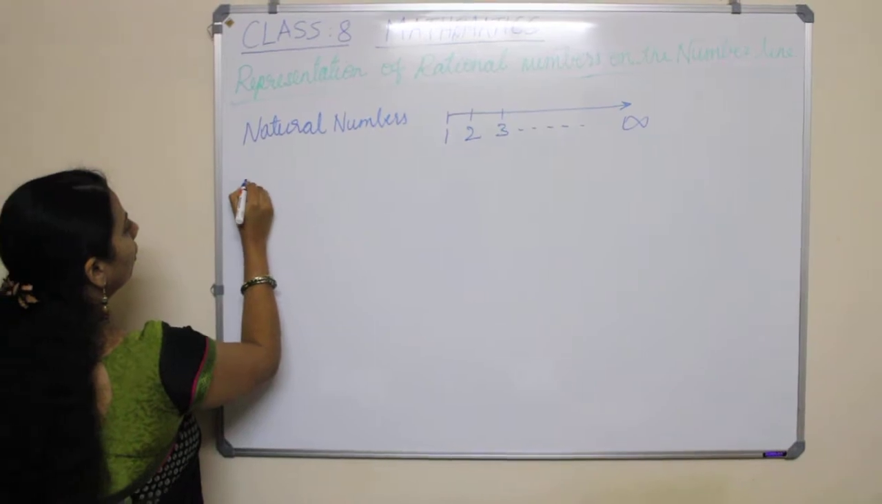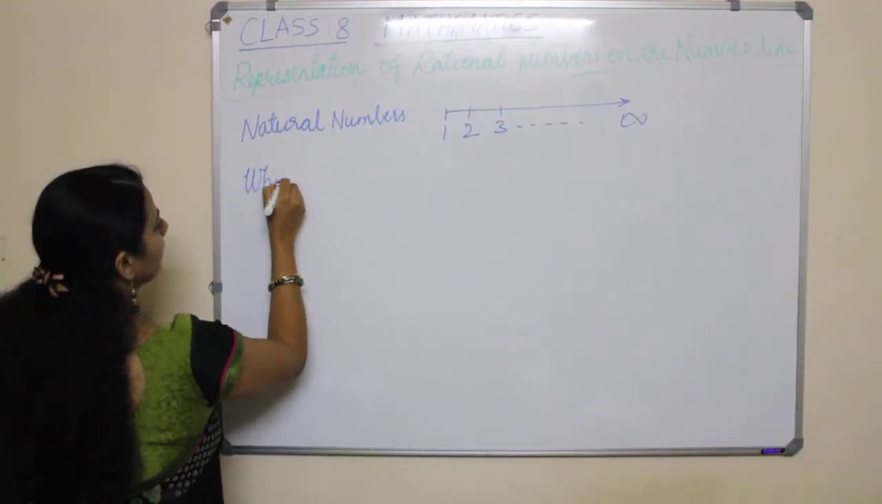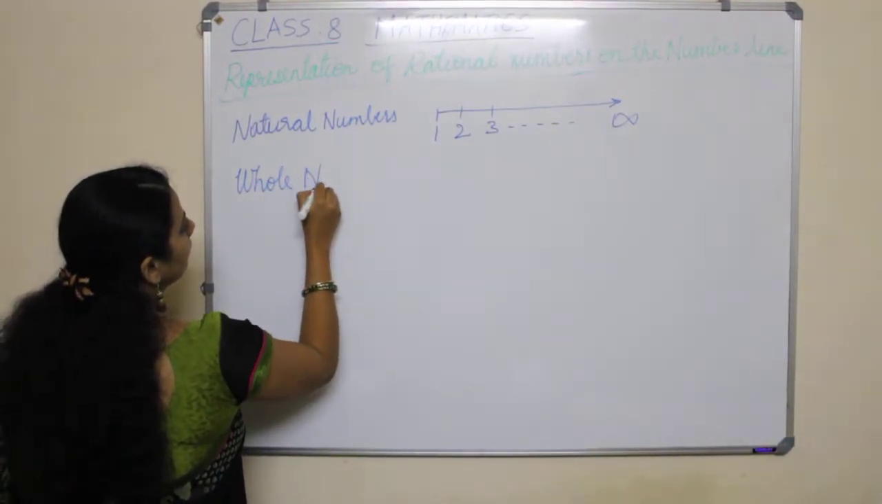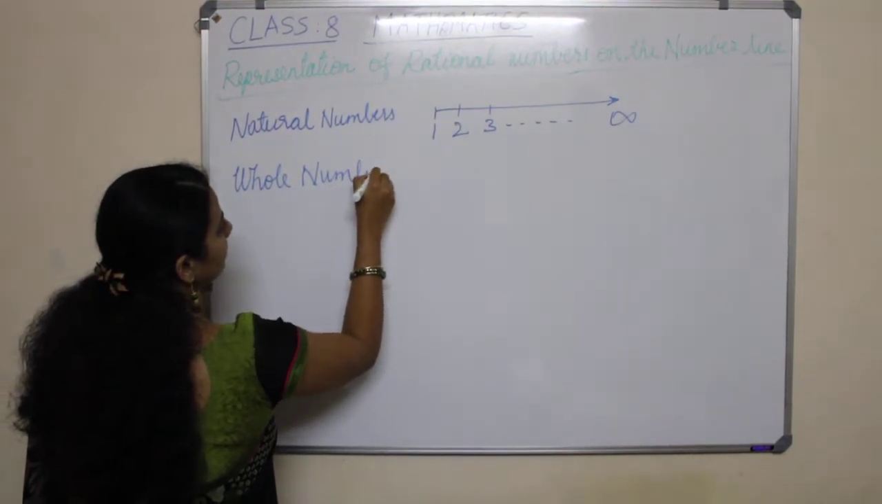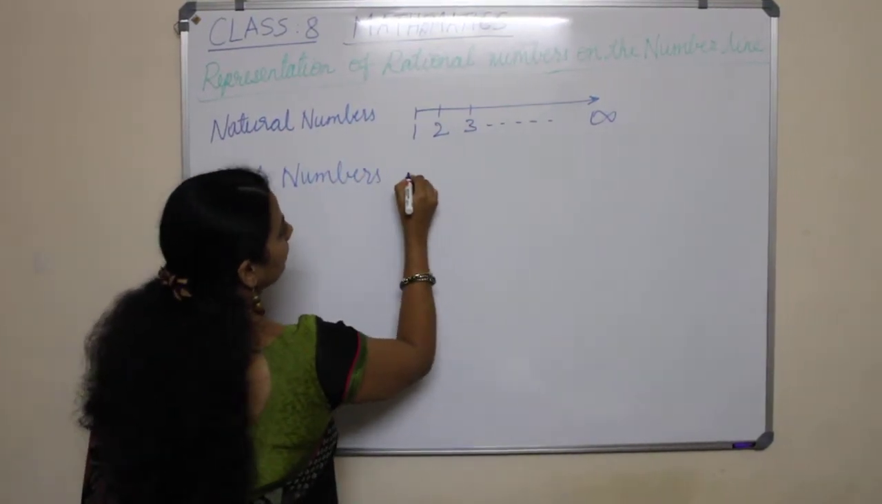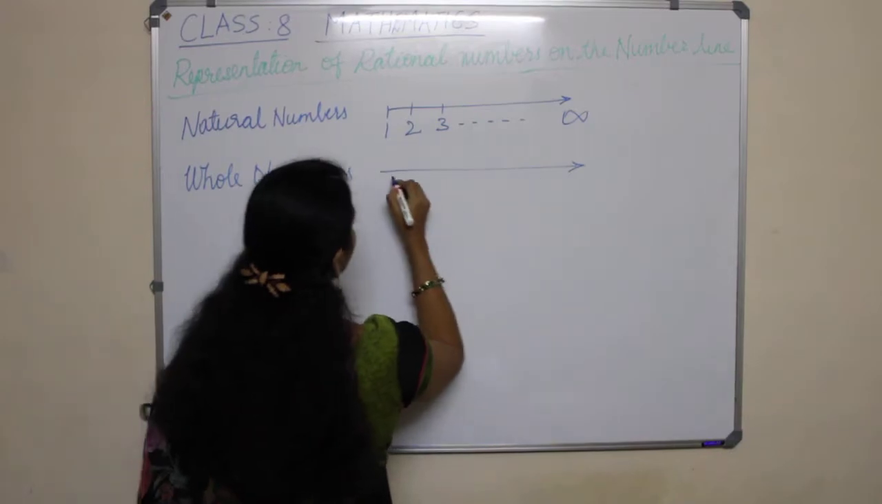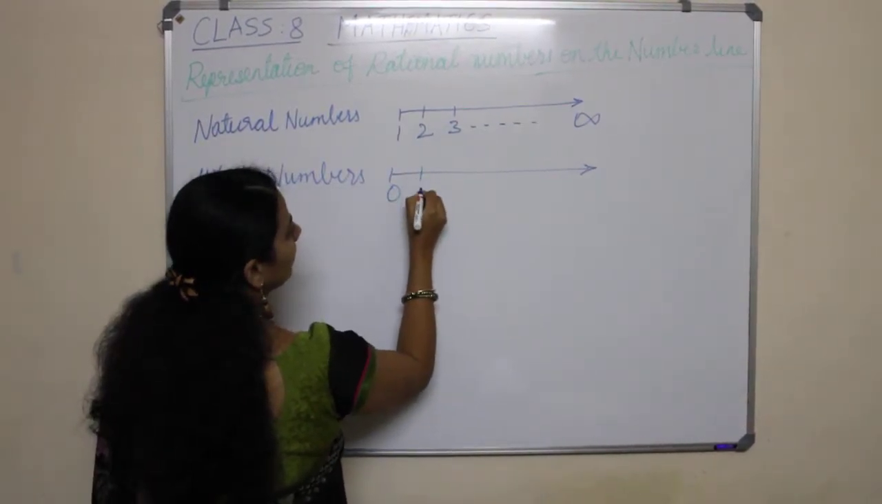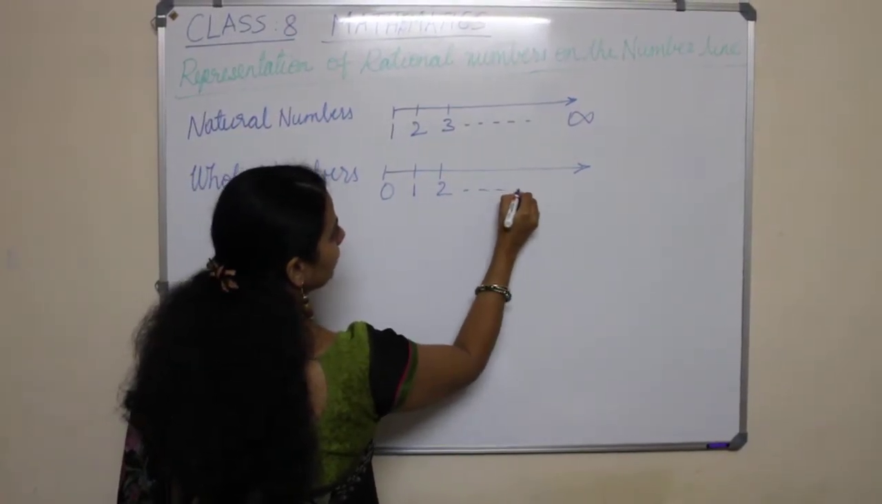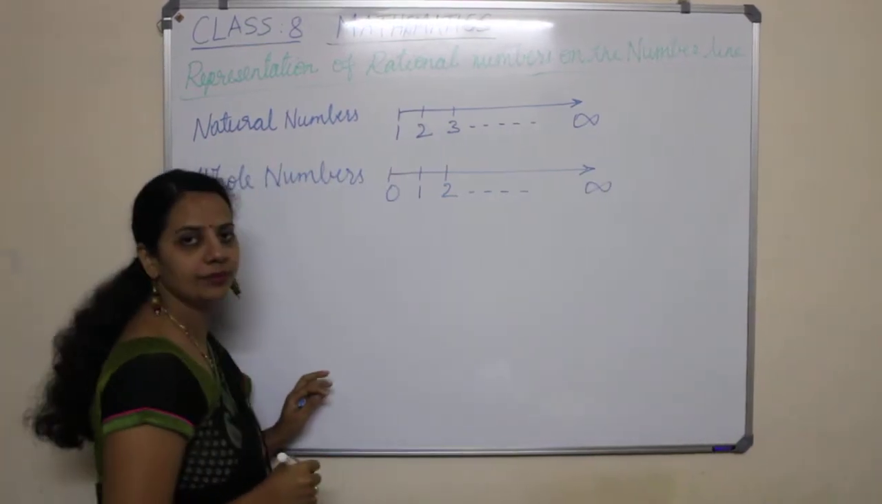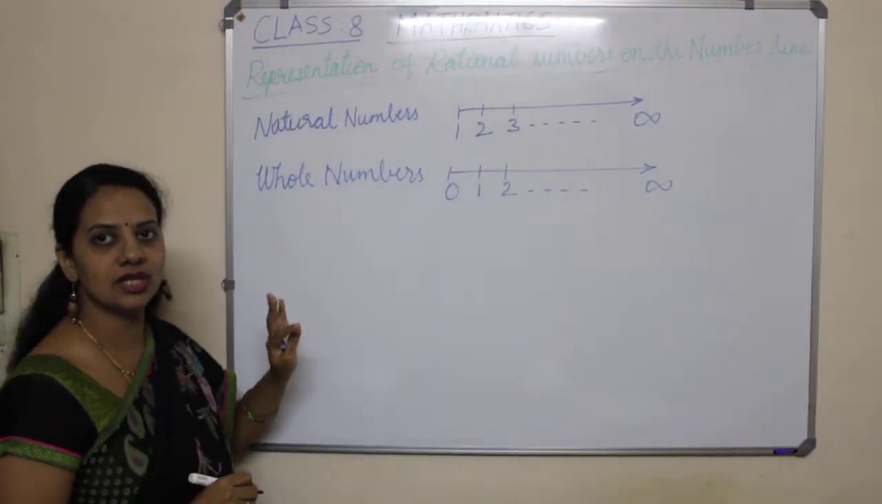Now coming to whole numbers. Whole numbers start with 0. So the starting point will be 0, then comes 1, then comes 2, like this it goes on till infinity. So you have all learnt about this.